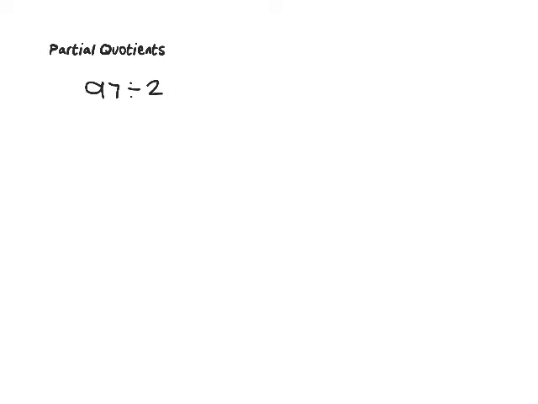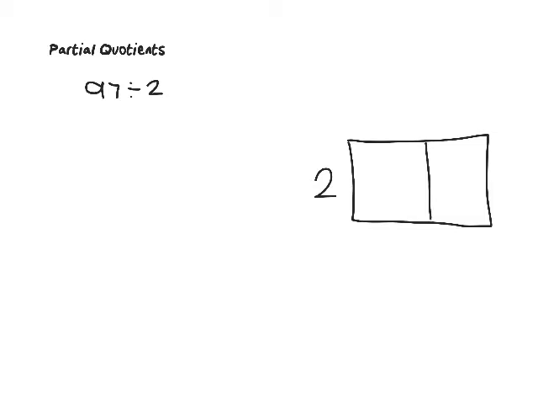Okay, if we had area model, we would draw our area model. Our 2 would go on the outside, we would split it into 2, and our 97 would go on the inside. When we're doing partial quotients, we are going to draw our division symbol. Our 97 will still go on the inside, and our 2 will still go on our outside, or our divisor will go on the outside, the dividend on the inside.